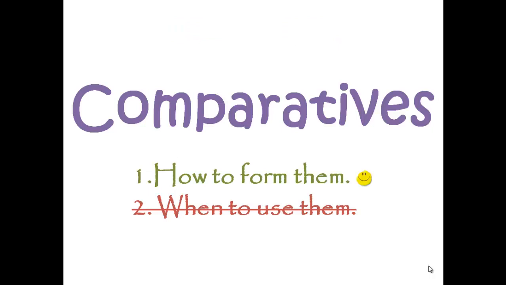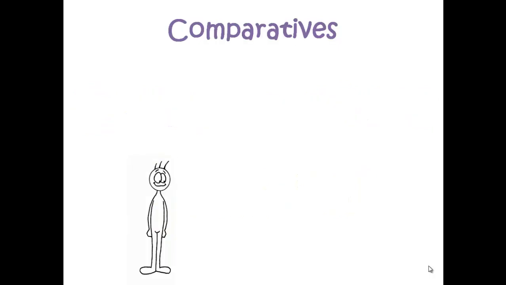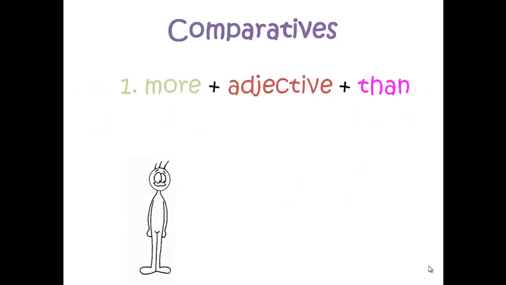So let's have a look at how to form them. So comparatives on how to form comparatives. There are three types of comparatives. You say more than something, less than something, or as something as. So more intelligent than me, less intelligent than me, as intelligent as me. We'll go through them one by one in English and Spanish so as not to overwhelm you.